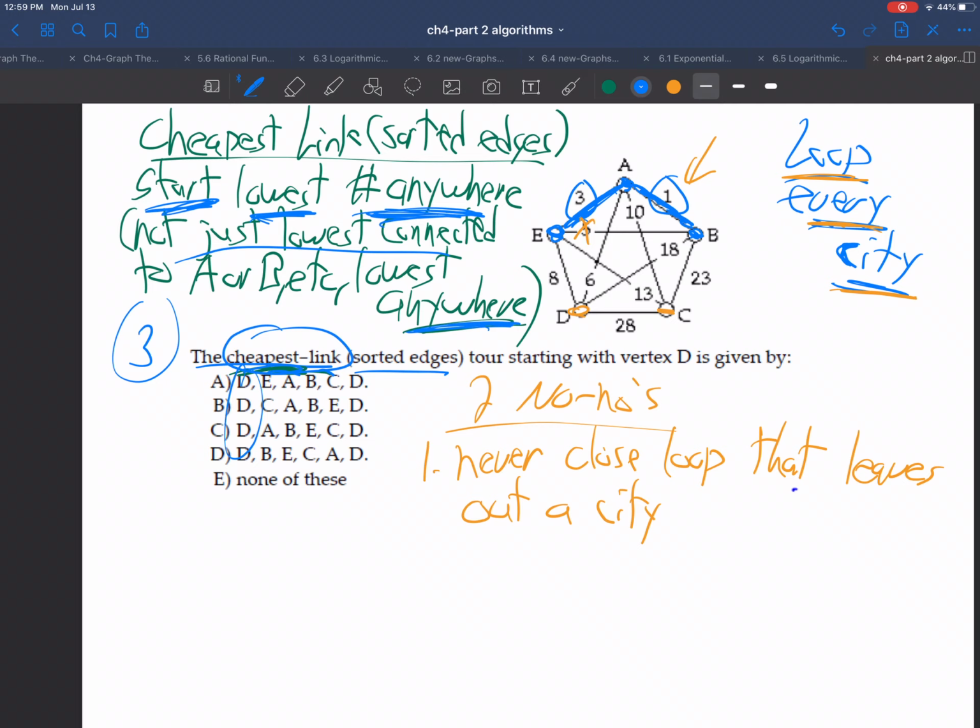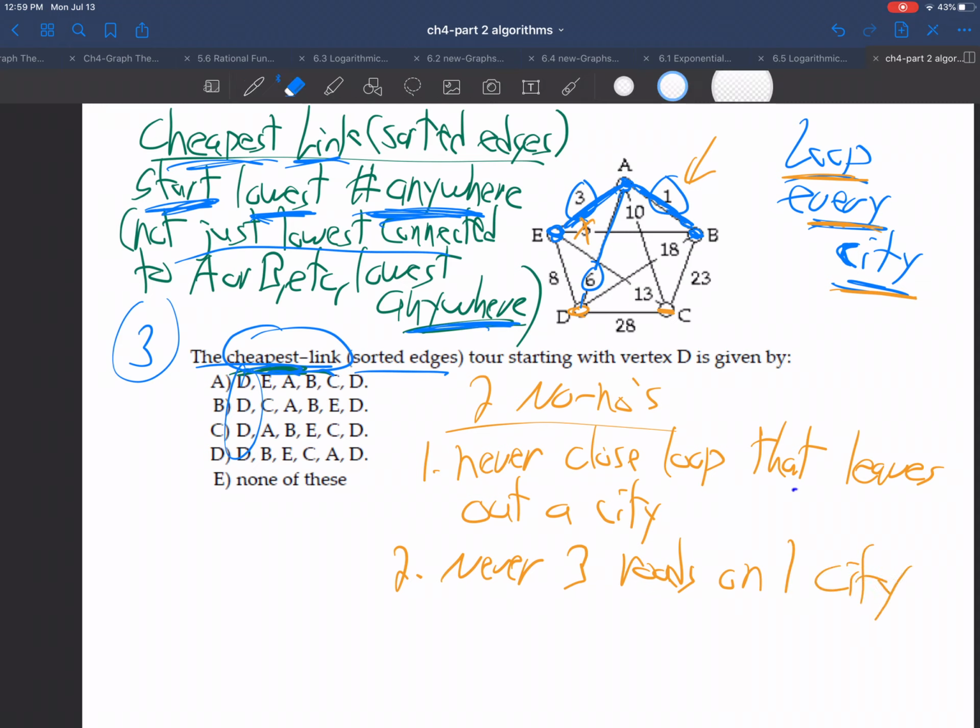Cross him out, though, so you know you've used him. So cheapest link says, okay, grab the next lowest. It's always the lowest anywhere. Well, that'd be the 6, right? 6 is the next one. There's another no-no. Never 3 roads on one point or city. Never 3 lines on one point.